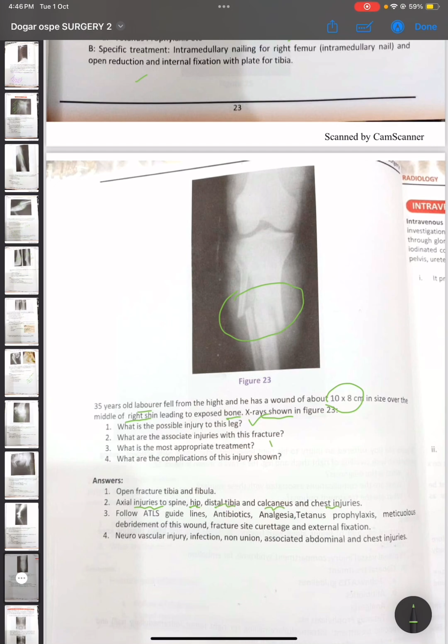What is the most appropriate treatment? Follow ATLS guidelines, antibiotics, analgesia, tetanus prophylaxis, meticulous debridement of this wound, fracture site curettage, and external fixation. What are the complications? Neurovascular injury, infection, non-union, and associated abdominal and chest injuries.